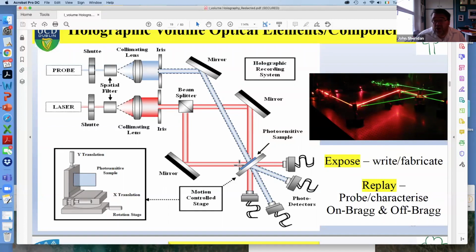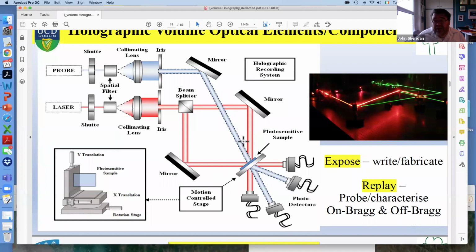And at the same time, we can have this nice cosinusoidal interference pattern. We can take this plate and have it attached to some system like this, where we can translate in X and Y. So for example, we could do multiple exposures on different parts of the plate. But we can also have it on a rotation stage.